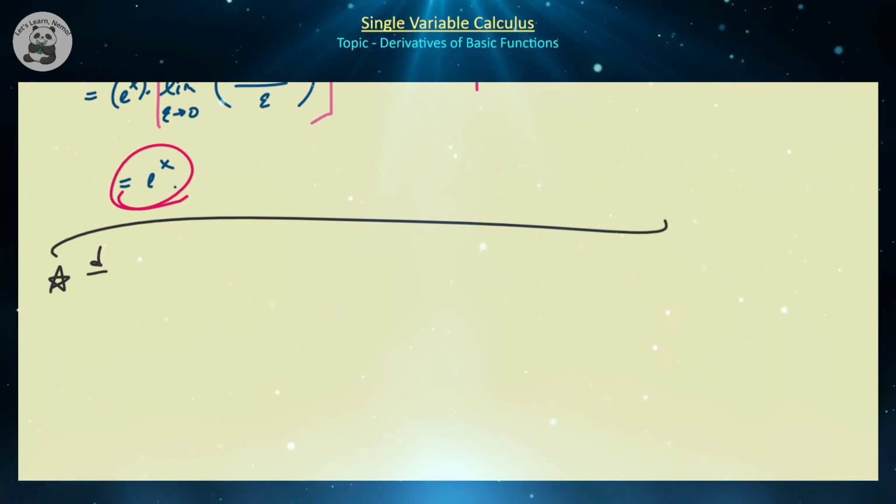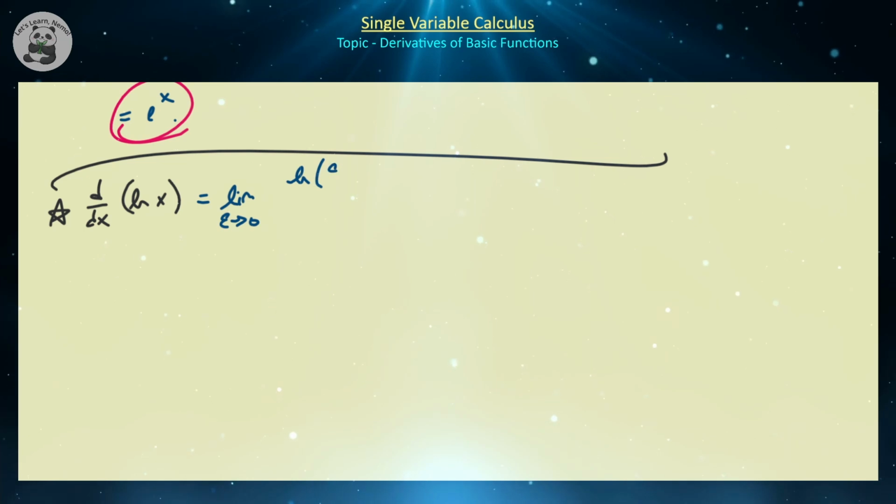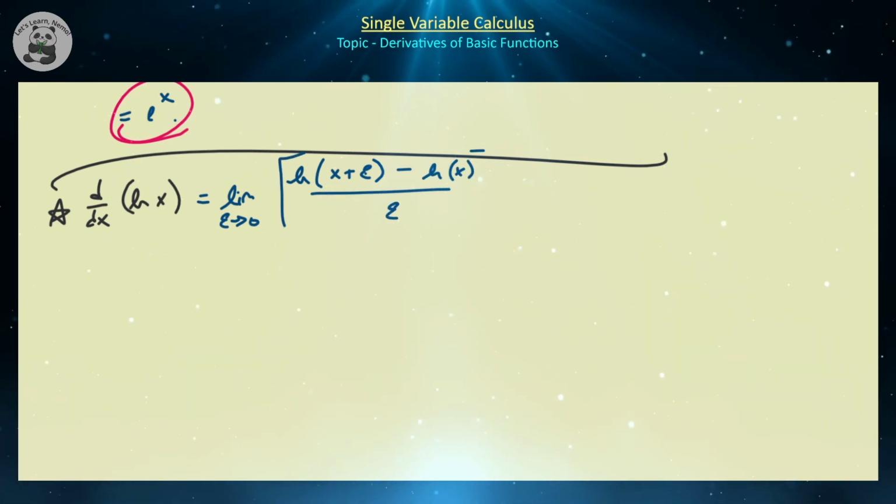So, obviously, if we can take the derivative of the exponential function, we should be able to take the derivative of its inverse. So, what is the derivative of the natural log function equal to? Again, if we apply the limit definition, this is going to be the limit as epsilon approaches 0 of the natural log of x plus epsilon minus the natural log of x, all divided by epsilon.